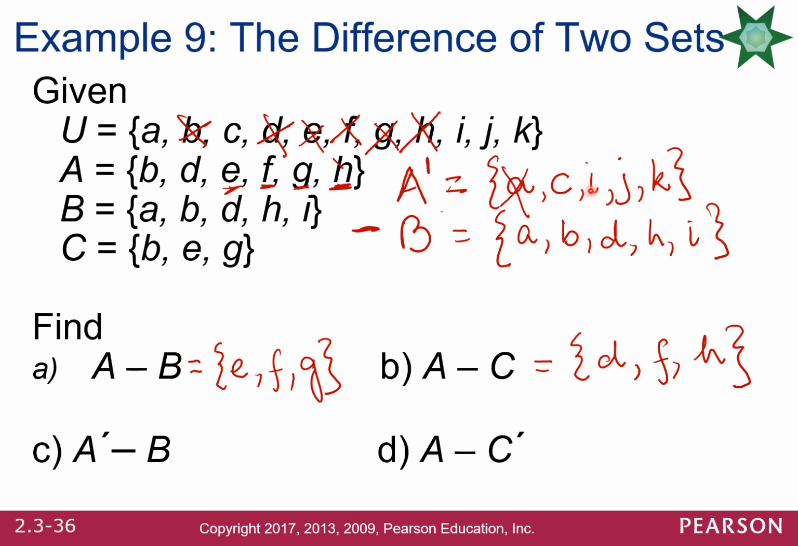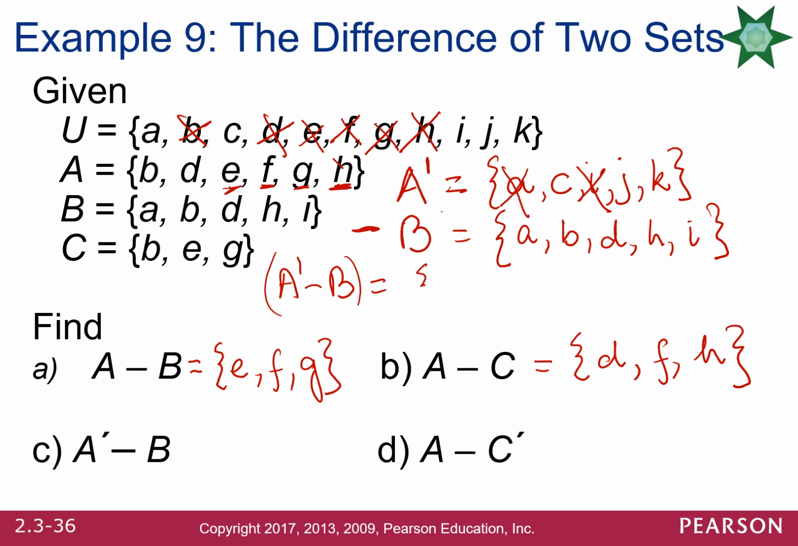C is not a common element, so I'm going to keep that. So is B, right? There's no B in A, so we are good there. I is a common element, so I need to cross that out from A naught. And then J and K are not common elements. So our final answer of A naught minus B is going to be C and J.